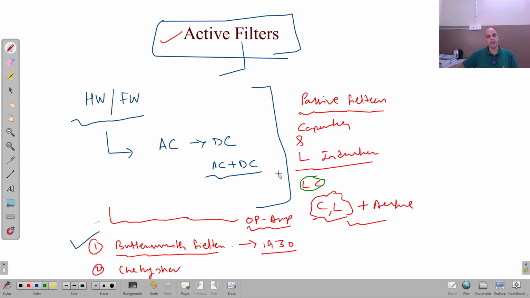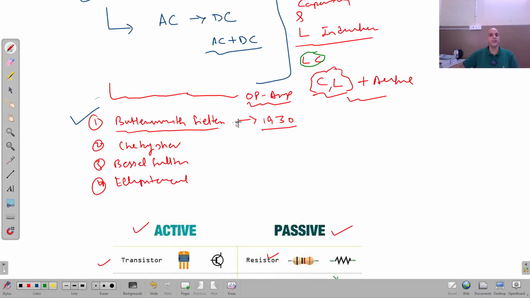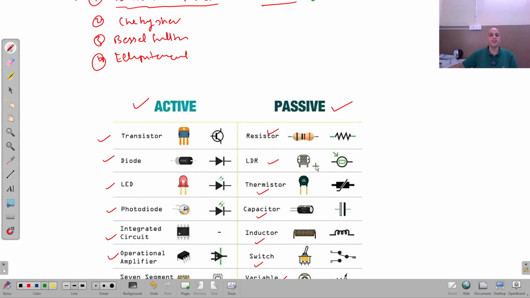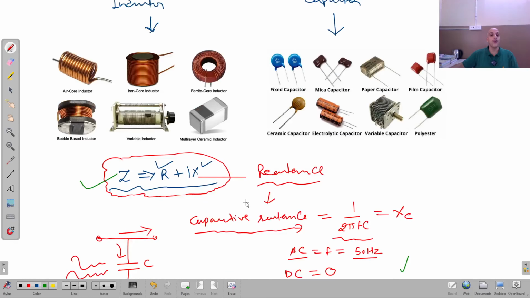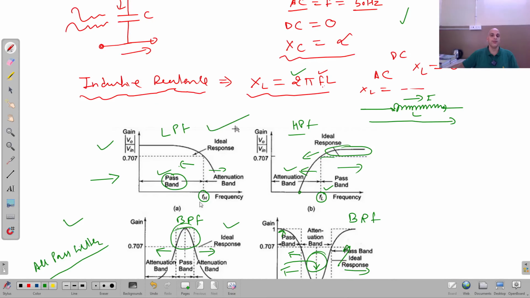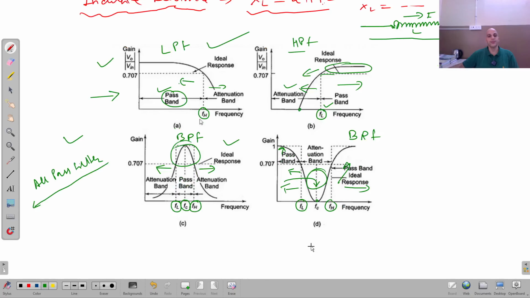So in the coming lectures, we will focus particularly on the Butterworth type of filters, and we will start with the Butterworth low pass filter. This one. So this is all about it.